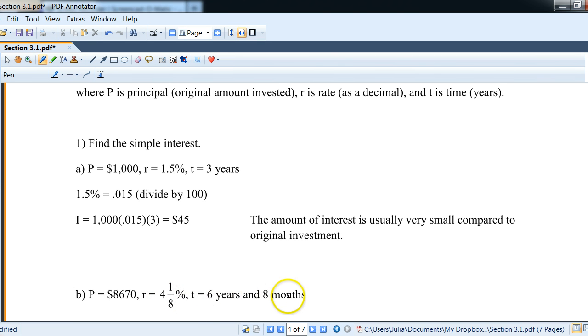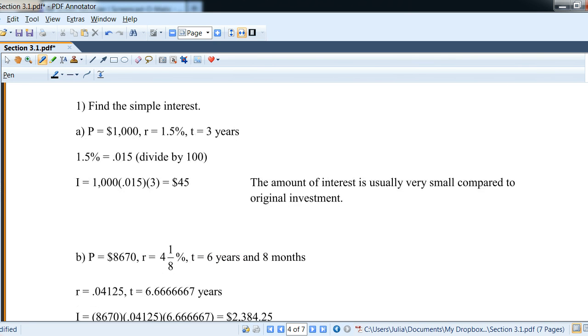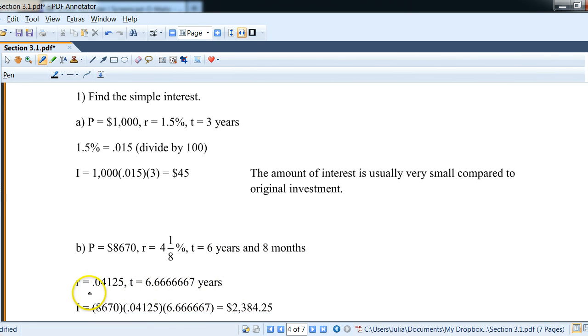And the 6 years and 8 months, you have to convert that to years. So you can divide 8 by 12. You'll get 2/3 or 0.667. I kept it as a decimal and added 6 on top of that. Then I multiplied everything together. So see, this is what I get. So this is what I did.